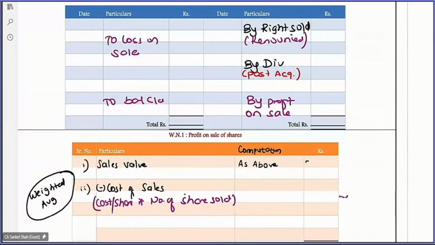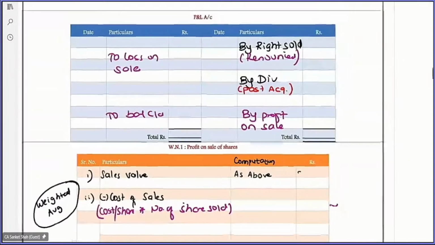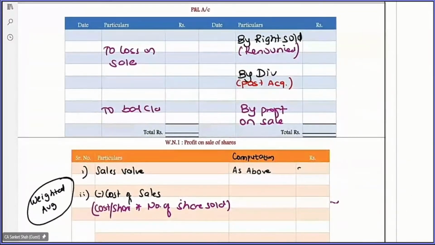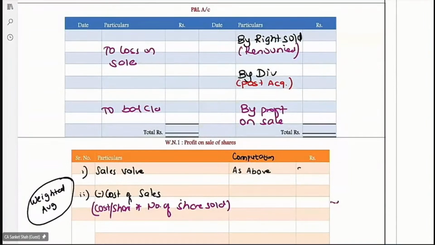So you can write this pro forma, beta, in the 100 pages book. Write down this pro forma afterward. P&L account. So investment account you will prepare, P&L account you are going to prepare, and the last one is profit on sale of shares.